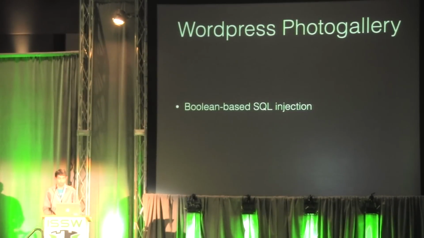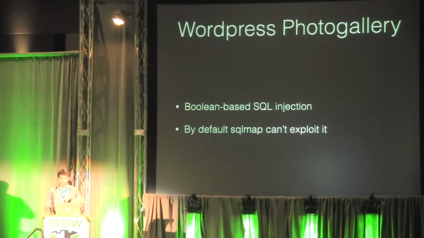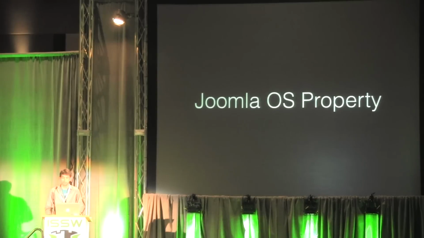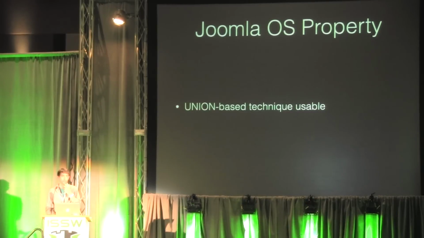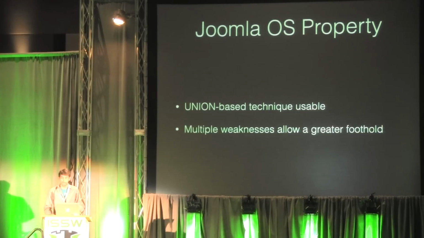Okay, so WordPress Boolean-based, SQLMap can't exploit it by default. The next one we're going to talk about is this one right here that I'm pretty sure I told the guys about, and I'm pretty sure they fixed it, but I don't know for a fact. I told them about a bunch of other stuff as well. Anyway, this Joomla OS property is unionable. We're able to perform a union-based injection on it. Multiple weaknesses on this actual appliance allow me to make a greater foothold than I would otherwise.